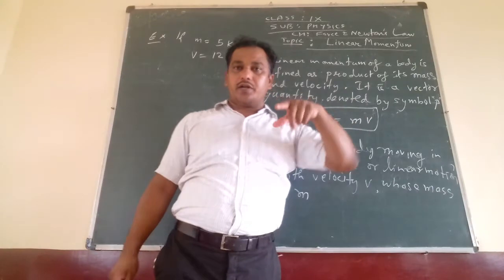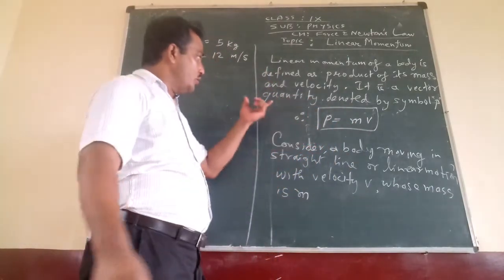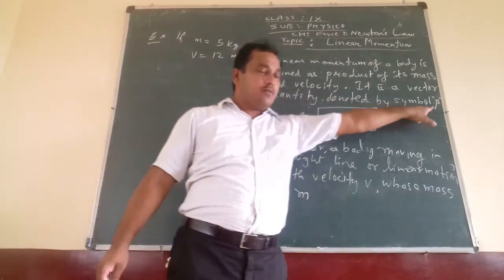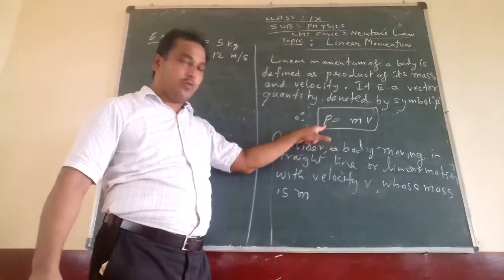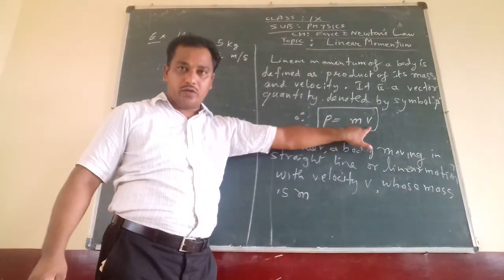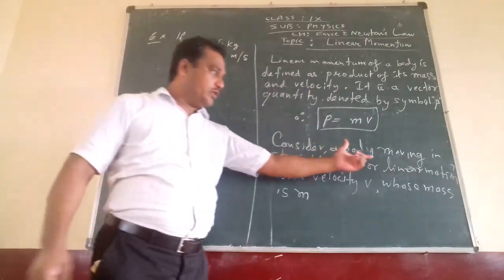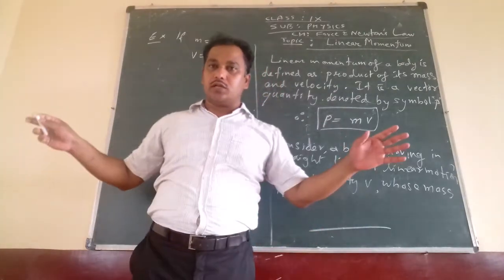What do you mean by vector quantity? It has both magnitude as well as direction. Correct. So it is a vector quantity and it is denoted by the symbol P of the English alphabet. P for momentum, which is equal to mv, mass into velocity. So consider a body which is moving in a straight line, or linear motion. That's why it is called linear motion, in a line.